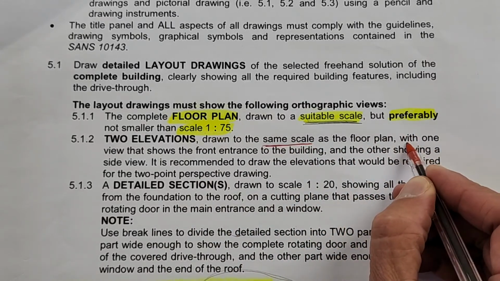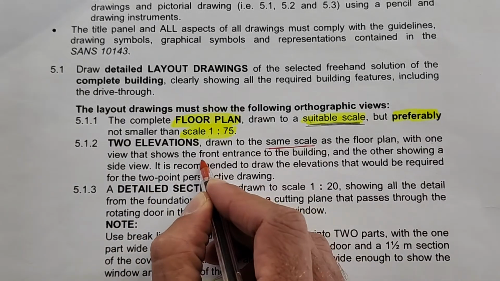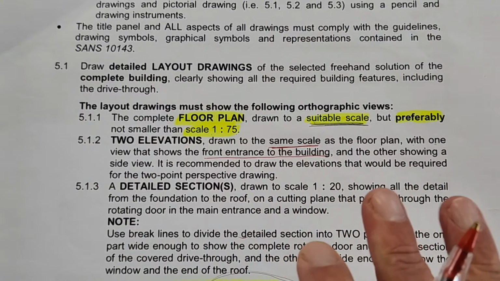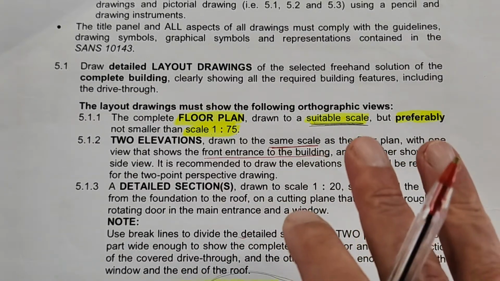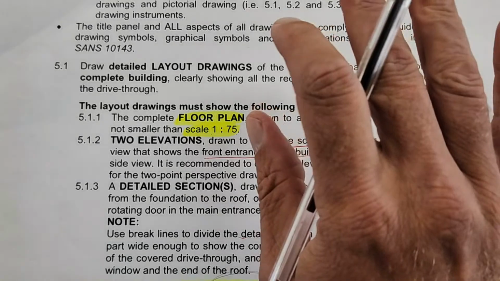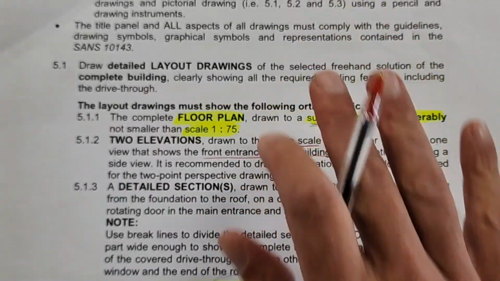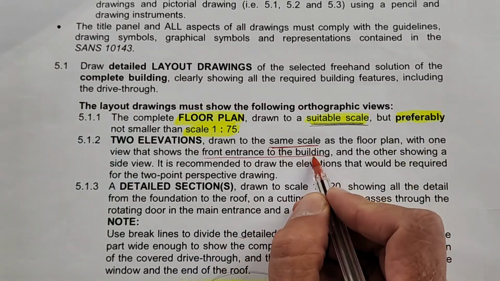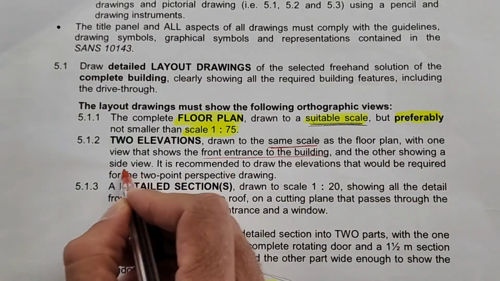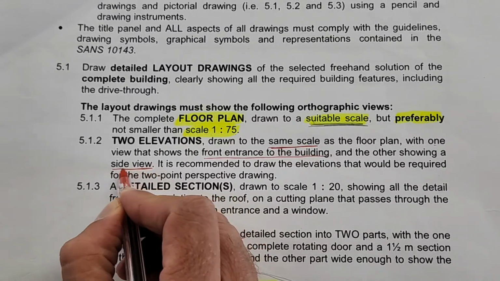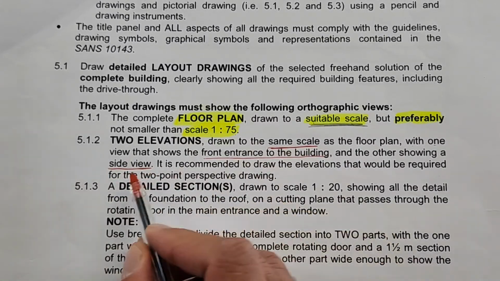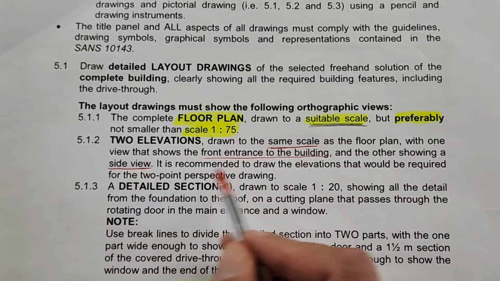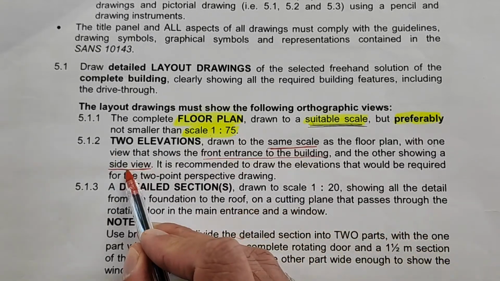2 views. One of them must show the front entrance of the building, so where you stand almost just beyond where the cars would park that drive through. So you look at it and you'll see the entrance, you'll see the drive through, you see the rotating doors, really from the front of this building. And then the other showing a side view of that same building. Okay, so a front view and a side view. They don't specify east, west, north, whatever, but make sure it's a front view as well as a side view.